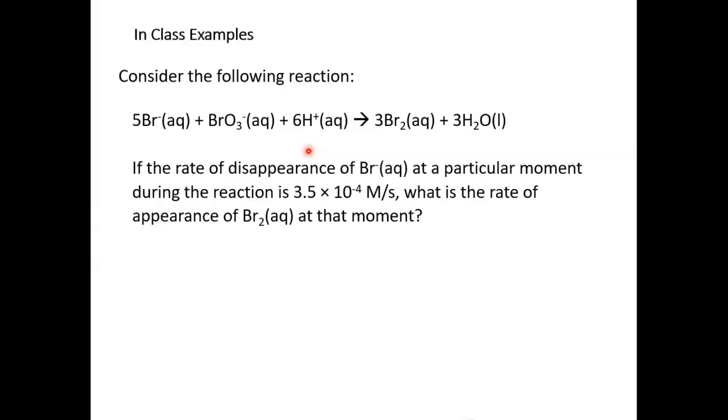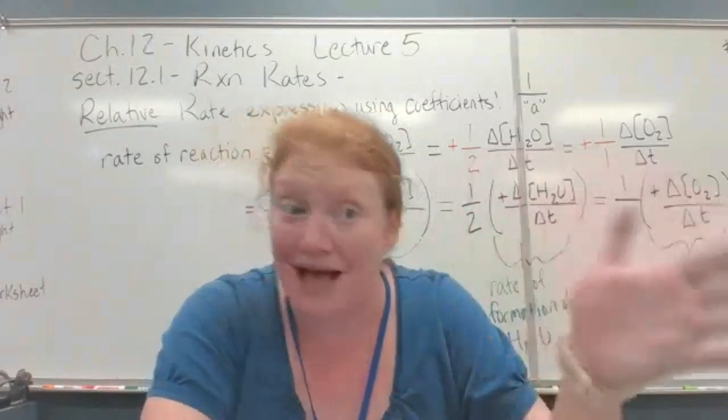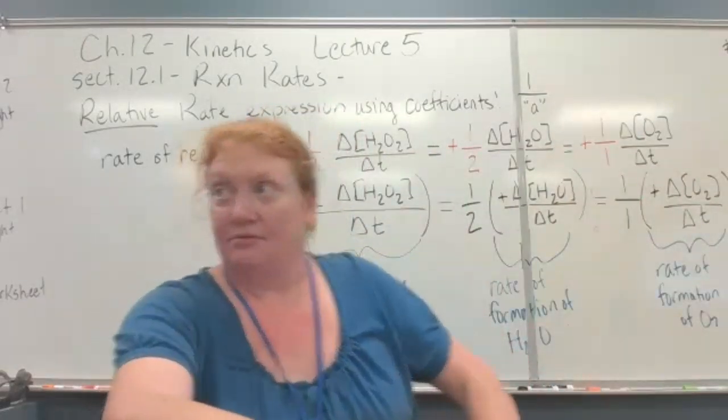But I'm only interested in 2 species from this reaction. What am I interested in? Br minus, the bromide ion, which is that guy. And then I'm interested in bromine, which is that guy. So if I'm interested in 2 different species and I'm talking about their rates, I have to write the relative relation between those 2 rates. So let's start with that. How do we write the relative rate expression for bromide ion and bromine?